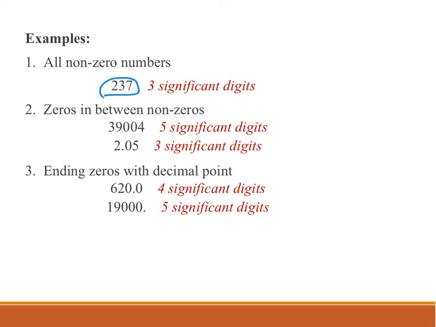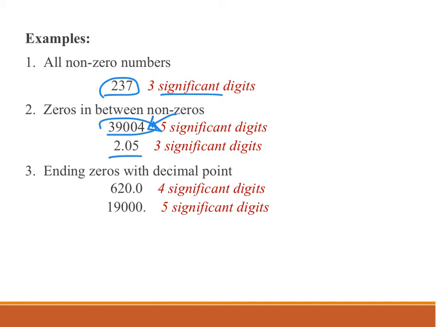None of them are zero, so there are 3 significant digits in that number. The zeros in between non-zeros are significant. So in 39,004, we've got 5 significant digits. And really, significant digits are telling you that this measurement device is so precise that we could even get the ones place on this measurement. We're counting 39,004 of something, not 39,000 and estimating how many more there are, but we are very precise.